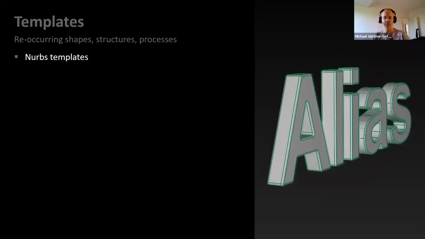Another example of a NURBS template. So Alias has the text feature where you can type in text and it will give you curves. And I'm using those curves to extrude them, make a solid. The solid can also be optionally filleted, chamfered, or both. And for stuff like if you need quick text in your scene, which doesn't necessarily have to have Class A quality, this is a great and quick way to do it.